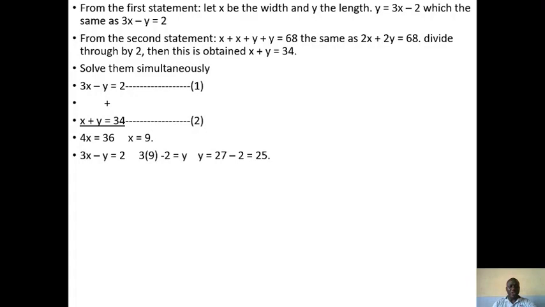So the length is 25, and the width is 9. I hope this example is very, very clear.